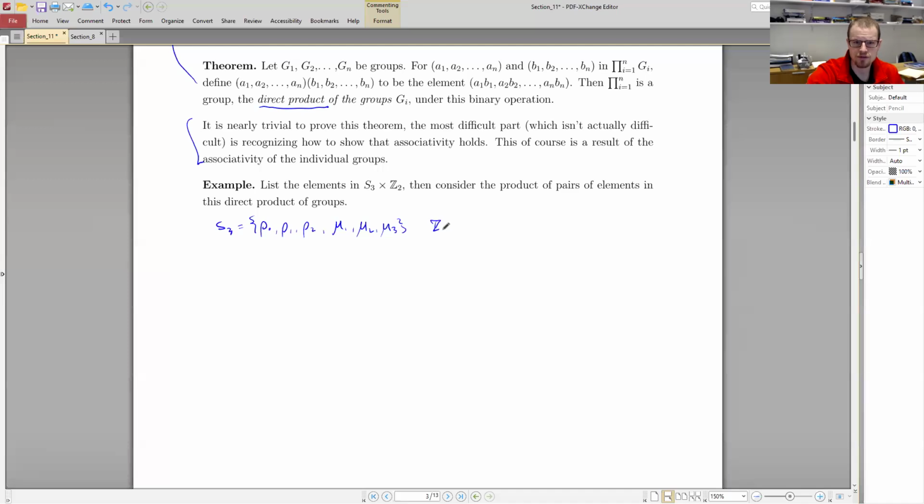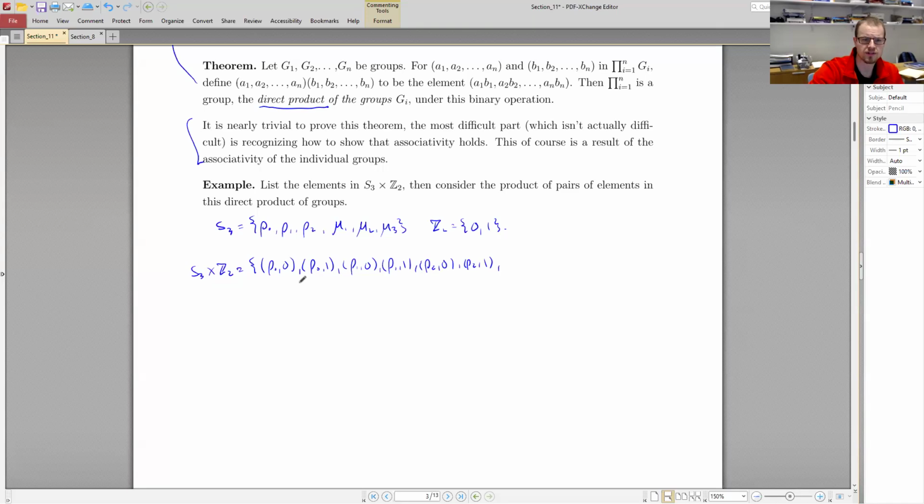And of course, Z2 has just the elements 0 and 1. So in the cross product, there are quite a few elements here. If I take S3 and I cross that with Z2, that's going to give us 12 elements. So let's try to list those out. Rho 0 0, rho 0 1, rho 1 0, rho 1 1, rho 2 0, rho 2 1.